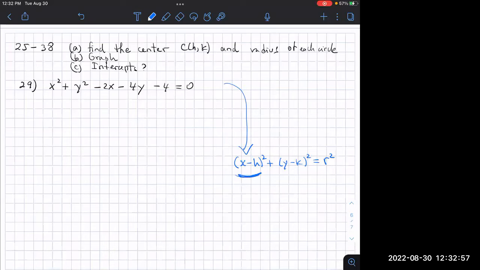The (x minus h) is the one that contains the x squared and the negative 2x, and the (y minus k) will contain the y squared and the 4y. So I'm going to separate them. I start with x squared minus 2x, leave a space, plus y squared minus 4y, leave a space, minus 4 equals 0. The process of going from x squared minus 2x to (x minus h) squared is called completing the squares. We're going to complete the squares.